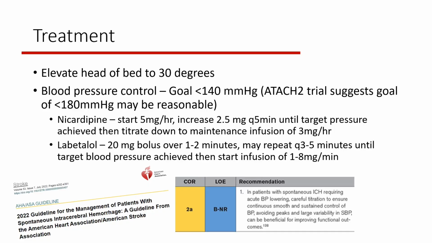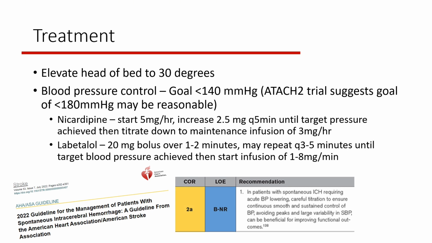So for us, the big thing is about treatment, right? Elevation of the head of the bed to 30 degrees, and the idea for that is decreasing intracranial pressure. Now, a blood pressure goal, and the recommendation is a blood pressure less than 140 millimeters of mercury, not degrees. I do apologize. I was cooking all yesterday.